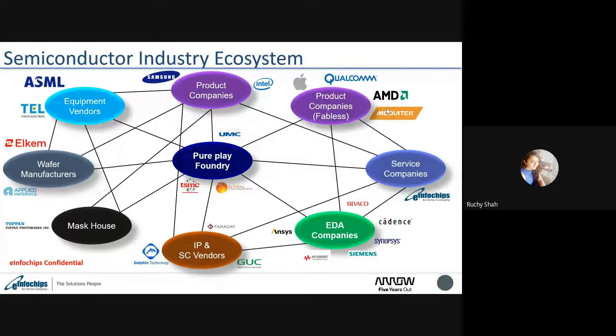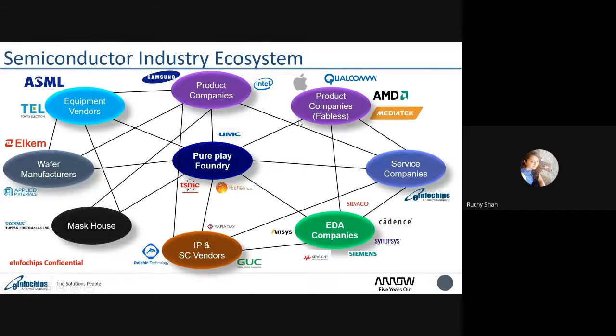There are two types of foundry. First is the pure play foundry, like TSMC, which is the leader, then Global Foundry, UMC. These pure play foundries fabricate the chips for other companies, not their own. In parallel, there is another type of product company, like Intel and Samsung, who develop the product as well as have their own foundry.